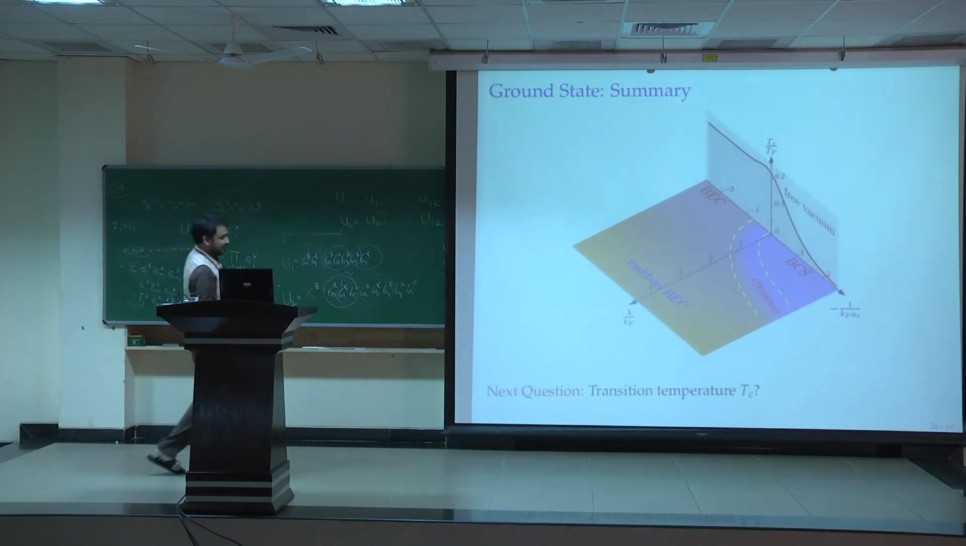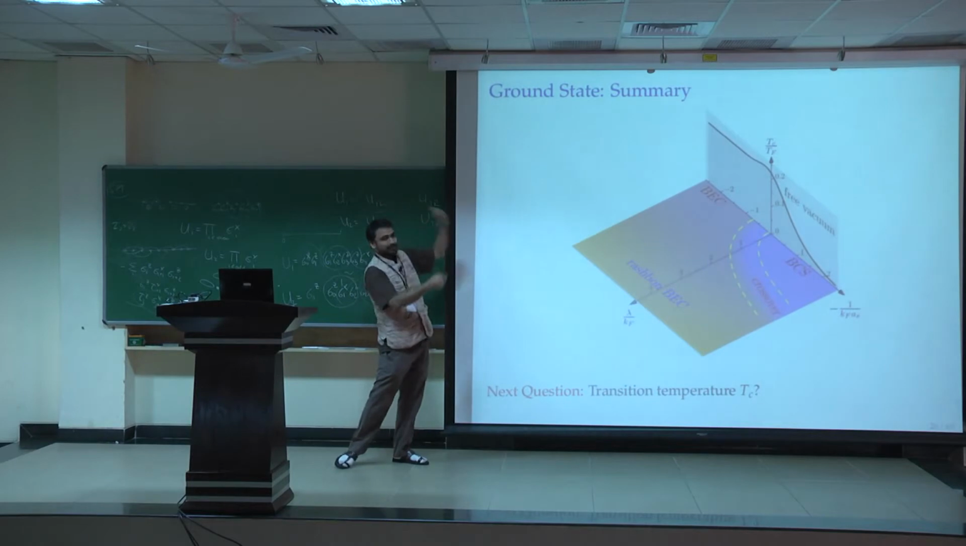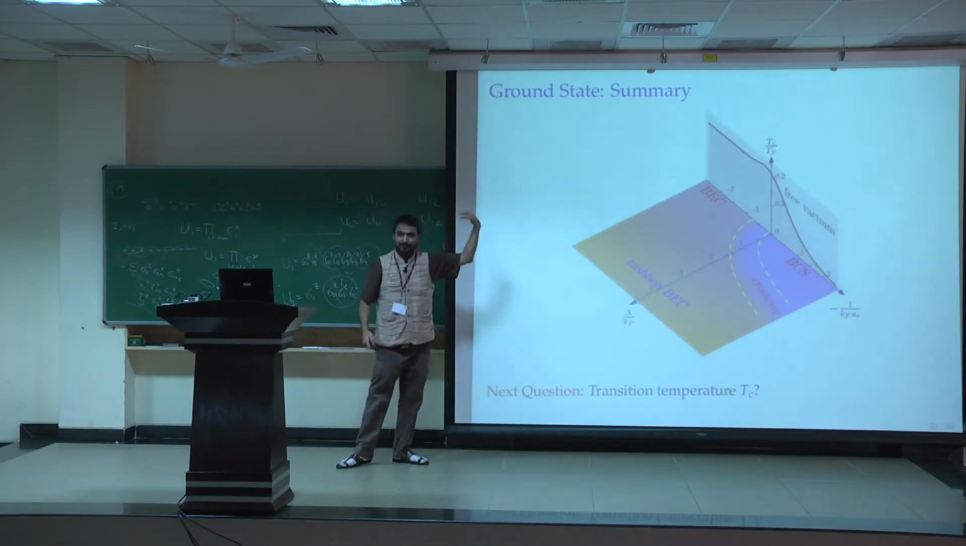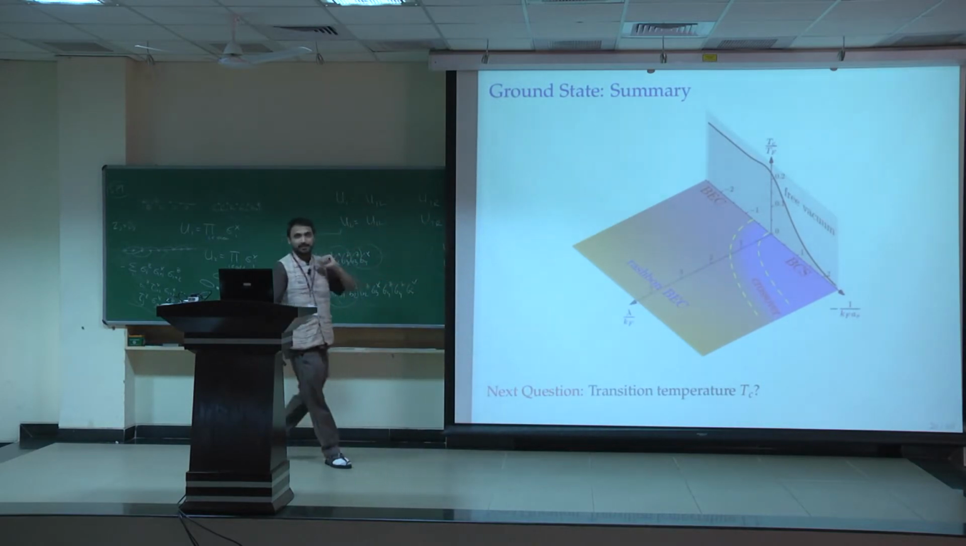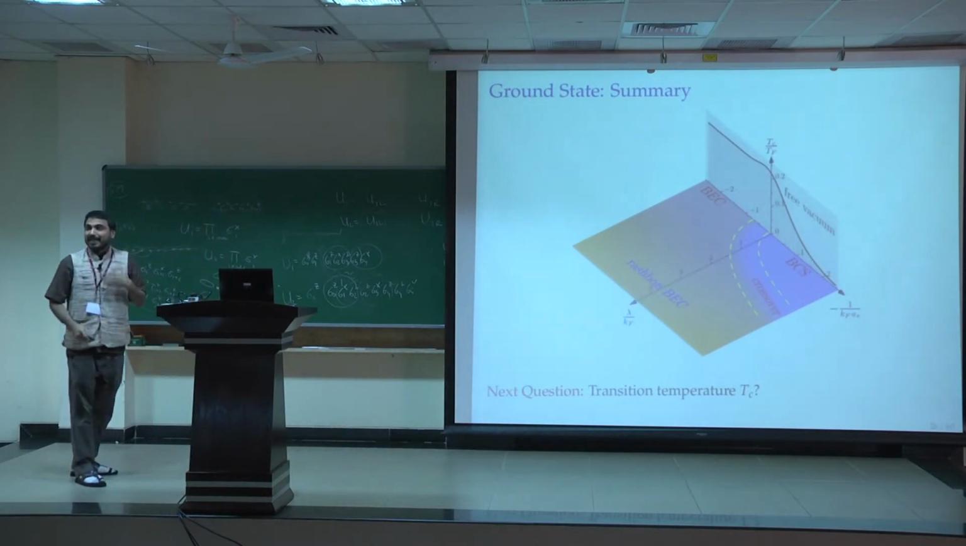Okay, so that's the message. So now the question is, what is the phase diagram along the vertical axis, which is temperature? For example, what is the transition temperature of the Rashba BEC? This is the question I will address. And for this, I have to ask, what are the excitations of the system?